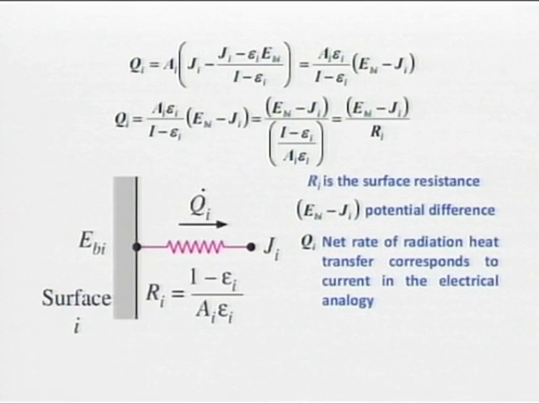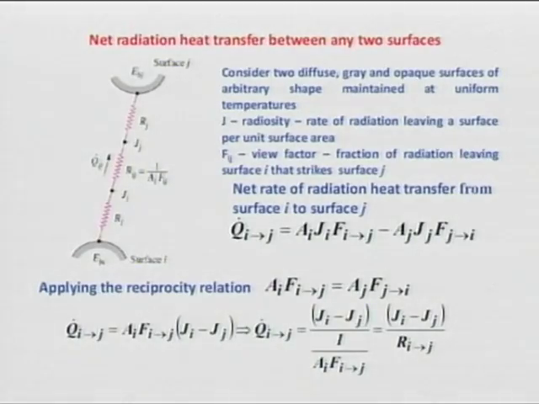So this quantity we will call the surface resistance, and this is the potential difference, the difference in the characteristics because of it being a gray surface compared to a black surface. So Ebi minus Ji and Qi represent the net radiation heat transfer corresponding to whatever we have in the electrical analogy. So if I have a general geometry like this, a surface which is gray, another surface which is also diffuse gray, what is the net radiation heat transfer given by?